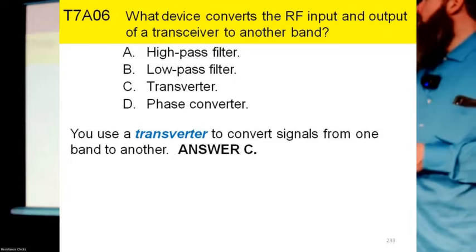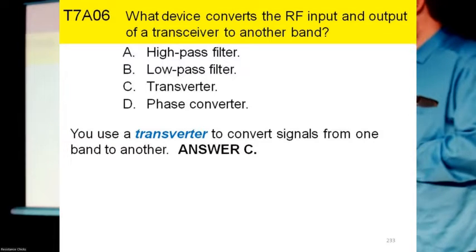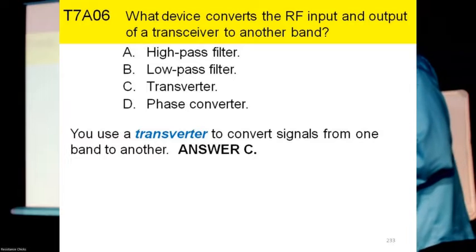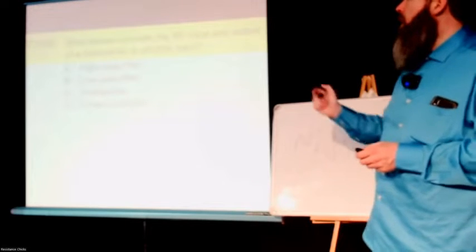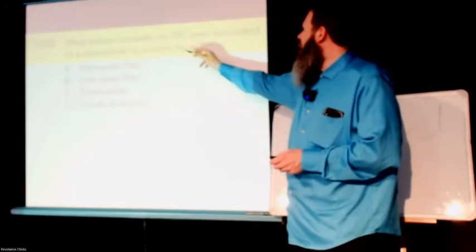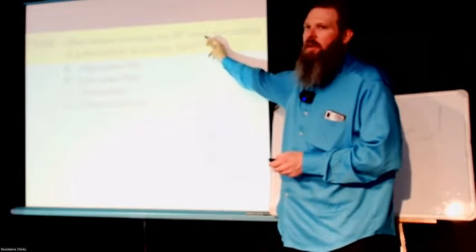What device converts the RF input and output of a transceiver to another band? Okay, so what's happening here? We have an RF, a radio signal, and we're going from one band to another band.